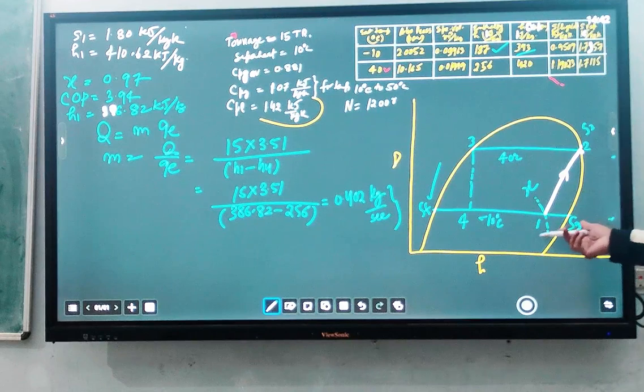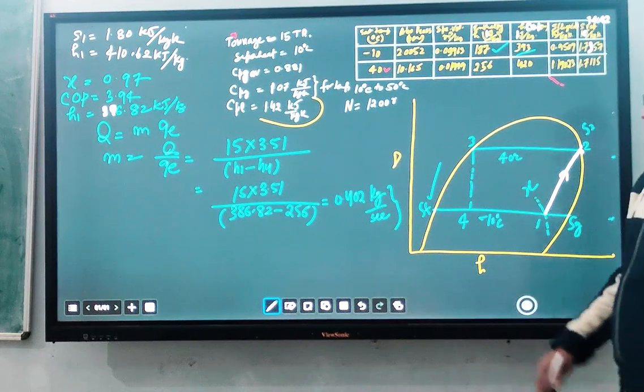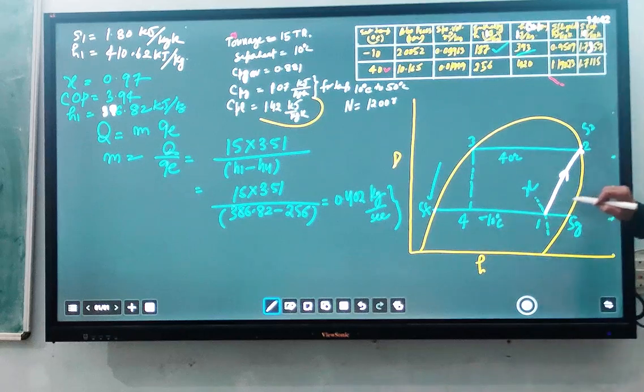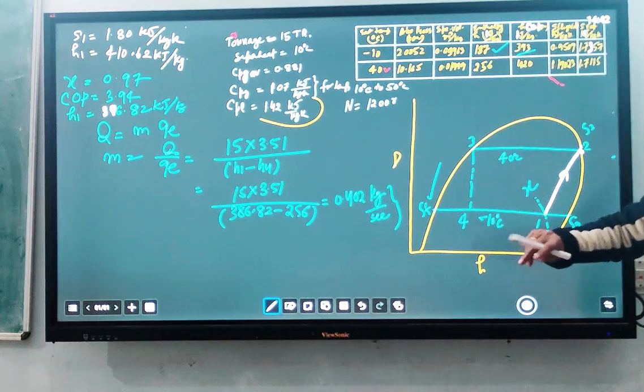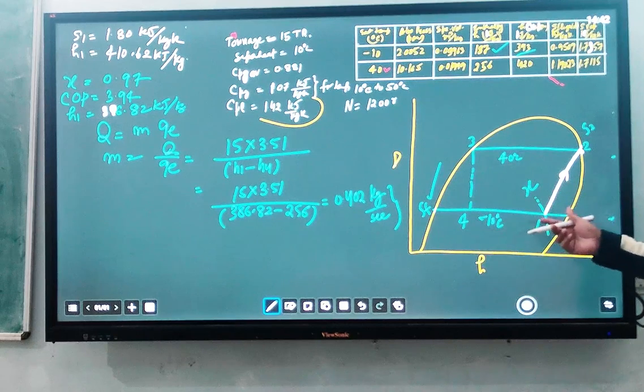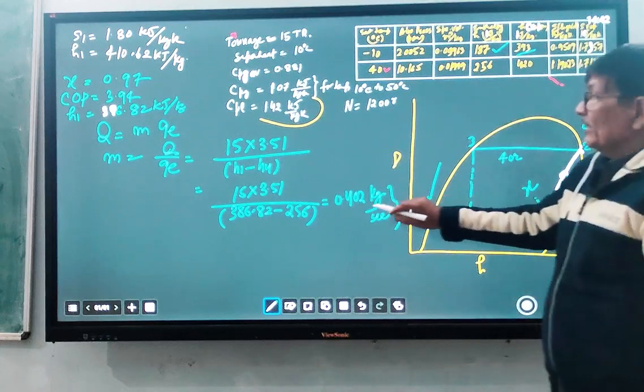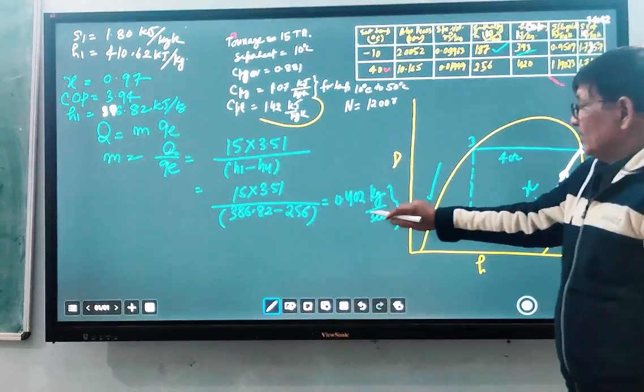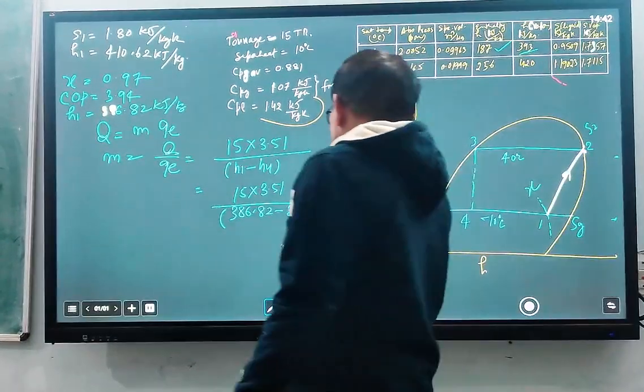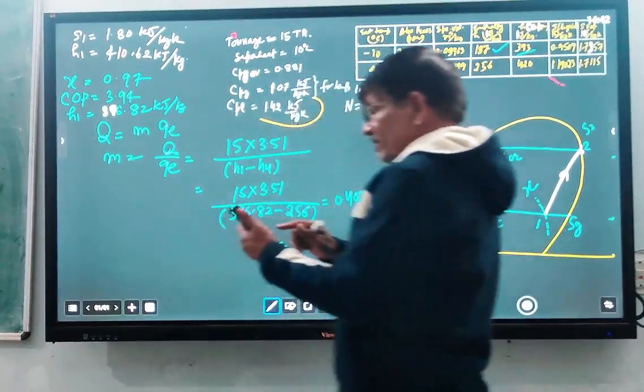Because the cooling effect is reduced, the mass flow rate will increase. Once the cooling effect is reduced, the mass flow rate is increased. That is the case because we are not using the full strength of the refrigerant; we are using wet compression. So some cooling effect is lost, so more mass is required. That is why in the earlier case the mass flow rate was lesser. Now this is more. And if you calculate per minute, multiply by 60.